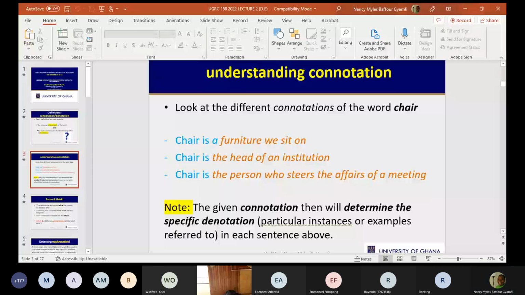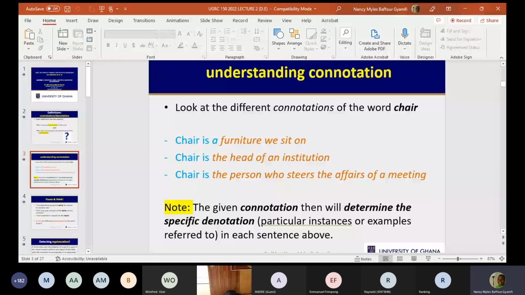Now, it means that if I define chair as a furniture we sit on, then I can point to what I'm sitting on as an example of a chair. I can point to what you are sitting on. I'm hoping that you are sitting on something that is a chair. So the particular examples that I point to, that I can shift, I can lift from one place to the other, is the denotation of the word chair. The denotation of the word chair is the particular example.